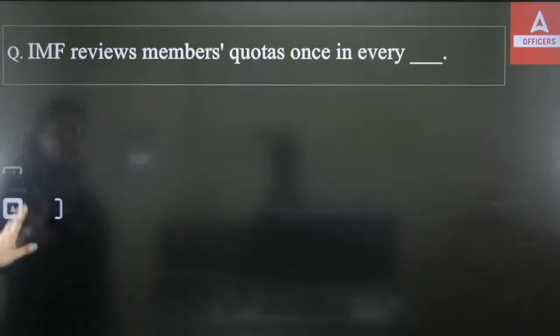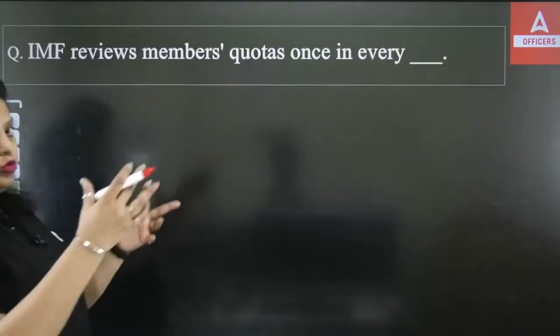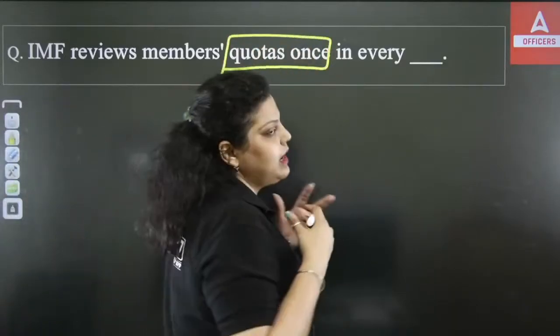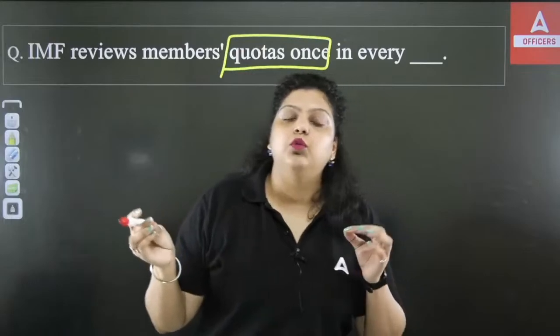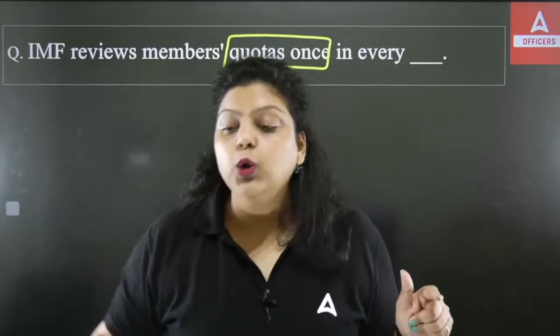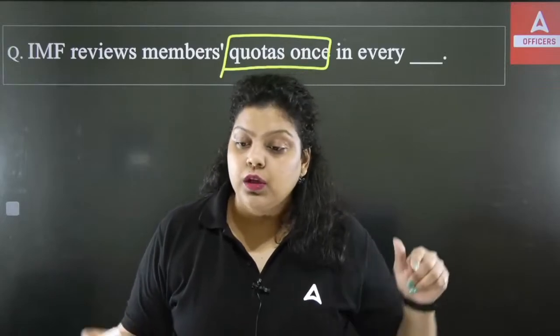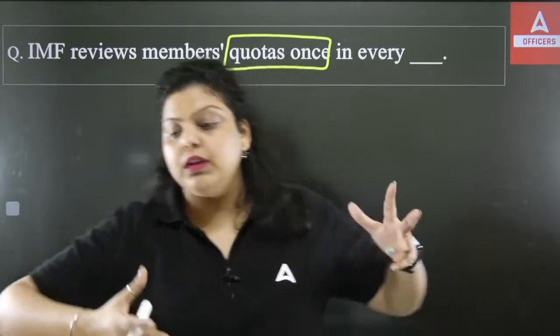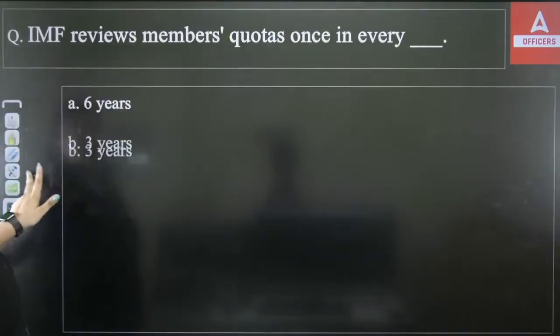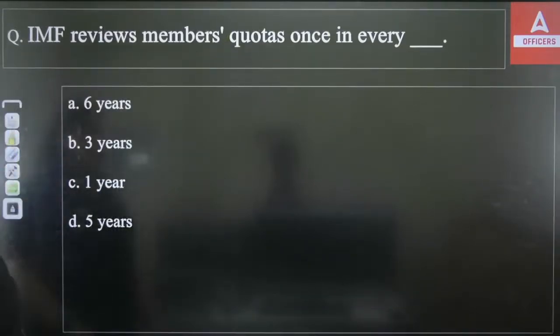Next question is talking about IMF reviewing the members' quotas. So as I have told you, every nation has to contribute a certain amount of money as per their economic size if they want to become a member of the international organization. So this contribution has to be reviewed by the IMF after how many years? So we have certain options here: 6 years, 3 years, 1 year, 5 years.